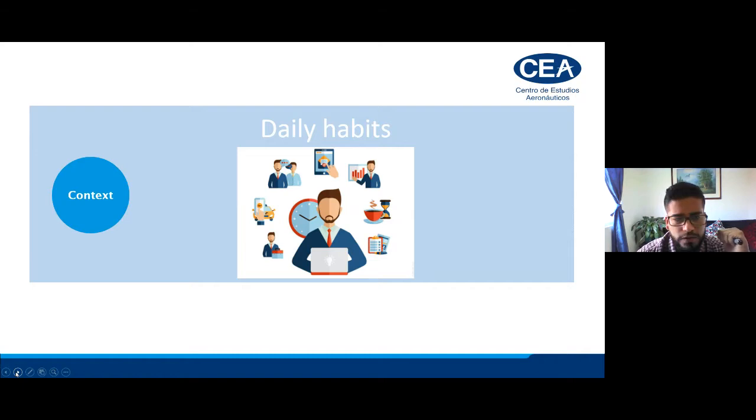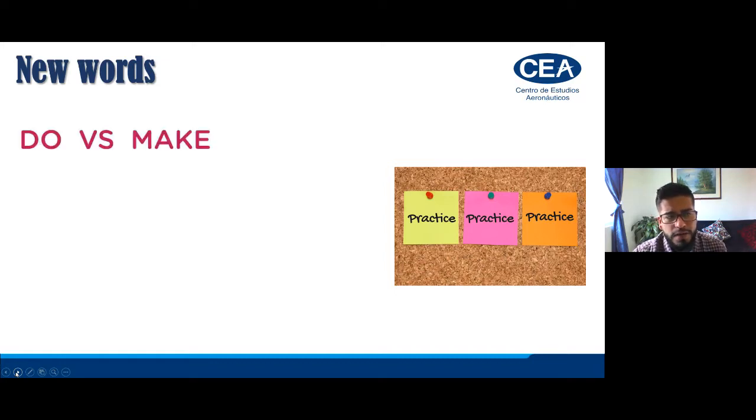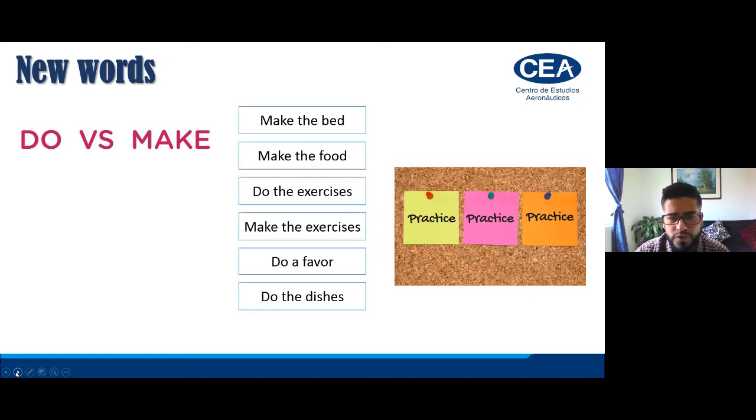And first of all, as always, we're going to talk about new words. In this part, maybe they are not really new, but they are very, very common, like do and make. But sometimes it's difficult to understand what's the difference between do and make, and in which specific cases we are going to use these verbs. So I have some examples here in the presentation: make the bed, make the food, do the exercises, make the exercises, do a favor, or do the dishes.